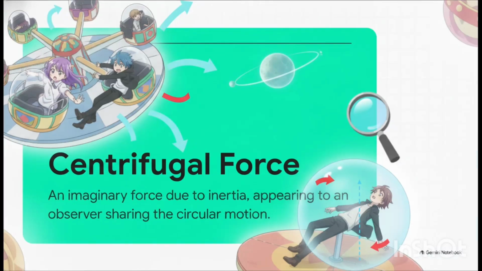Okay, here is a massive conceptual trap. Don't confuse your forces. We've all been on a spinning amusement park ride and felt like we're being physically pushed outward. But remember, centrifugal force is totally imaginary. It is a fictitious force. It's merely the effect of your body's inertia wanting to go in a straight line while your actual frame of reference is rotating. It is not a real physical push like centripetal force is. Keep that distinction crystal clear.